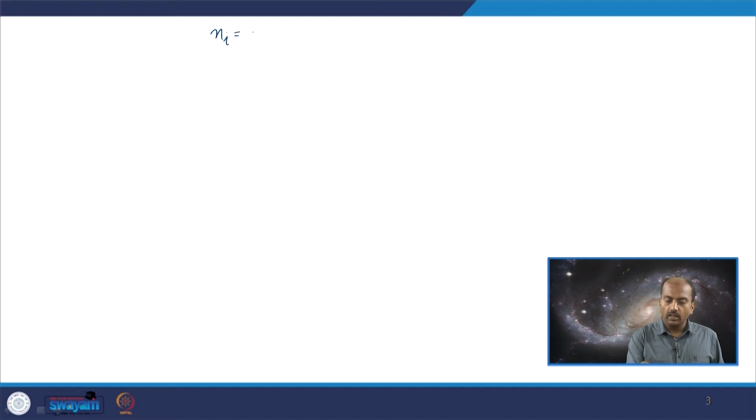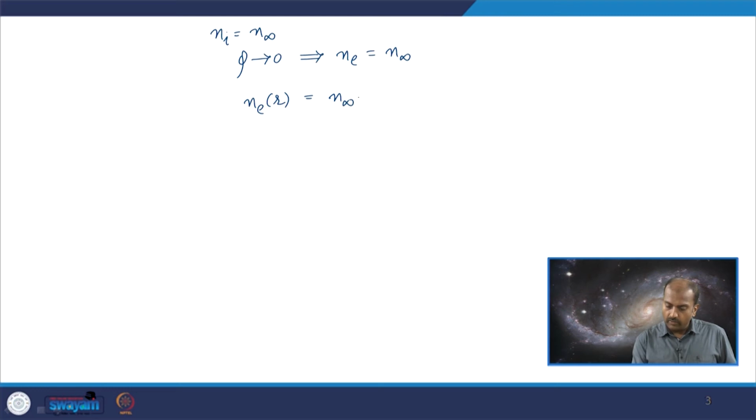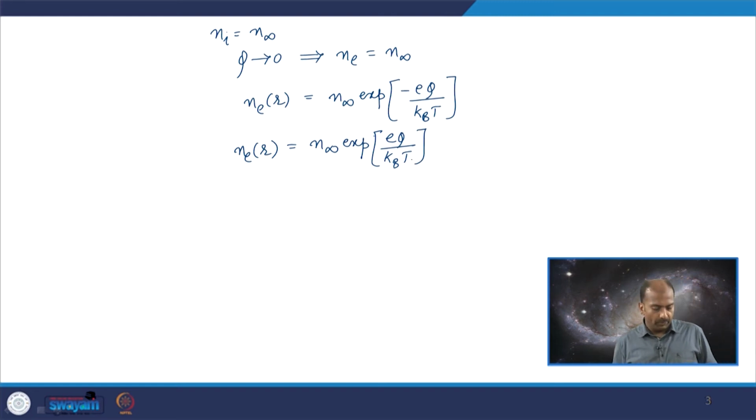So, we write that n of I is equal to n infinity, and when phi tends to 0, when there is no potential, in that case the number of electrons is simply equal to the number of ions. Okay. So, in those cases n e of r can be written as n infinity times exponential minus E phi by kB T. Now, since electron is a negatively charged particle, we write n e of r is n infinity exponential E phi by kB T. Okay. Now, del square phi is minus 1 by epsilon naught, n e minus n I.